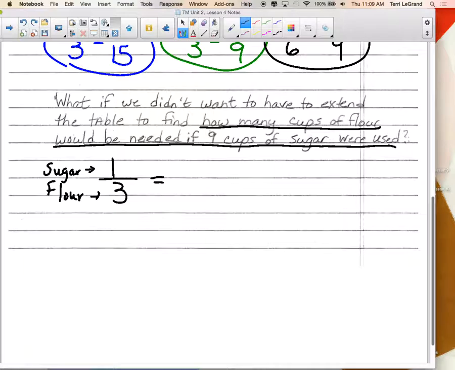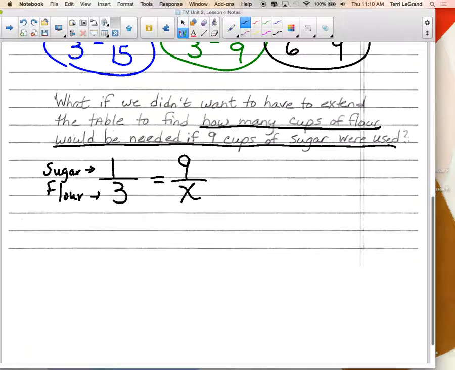Up or down? Sugar is upstairs. The sugar is going to stay upstairs. 9 cups of sugar. And what's going to go downstairs? Well, we're looking for flour, so we're going to call it X. We don't know. So sugar up, flour down.